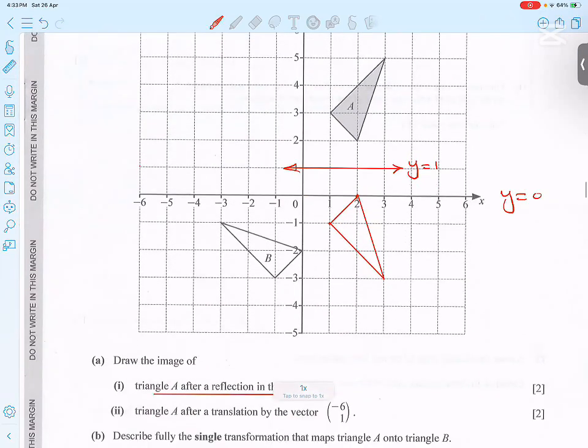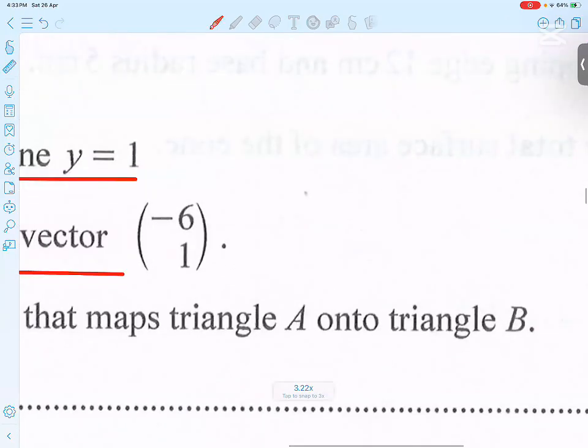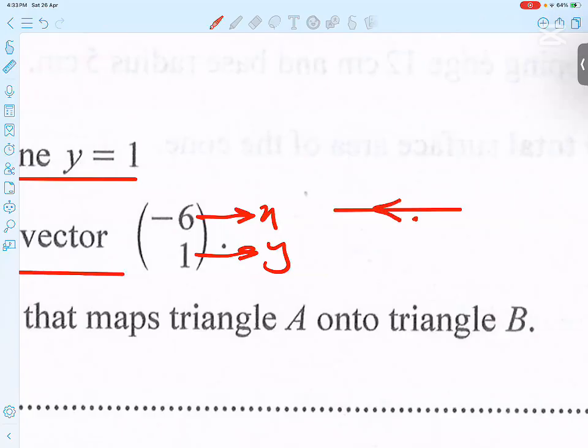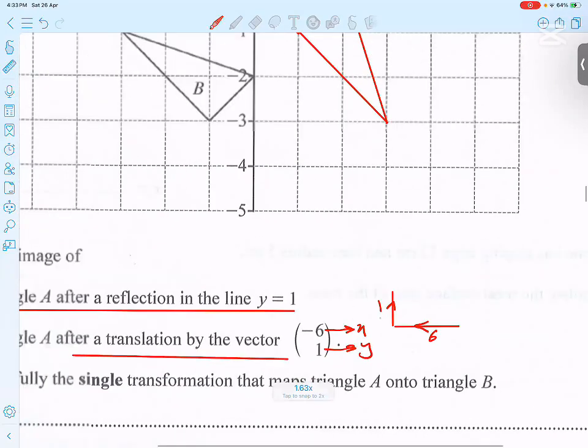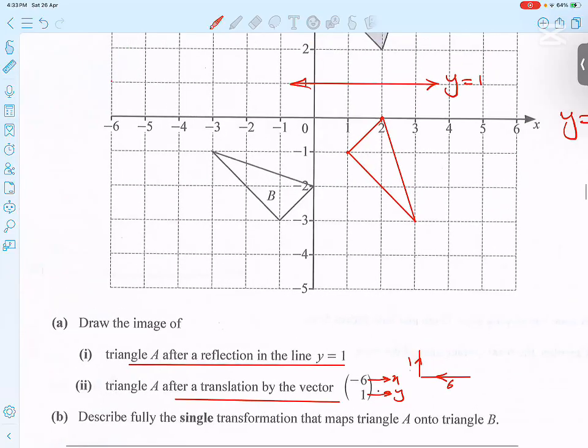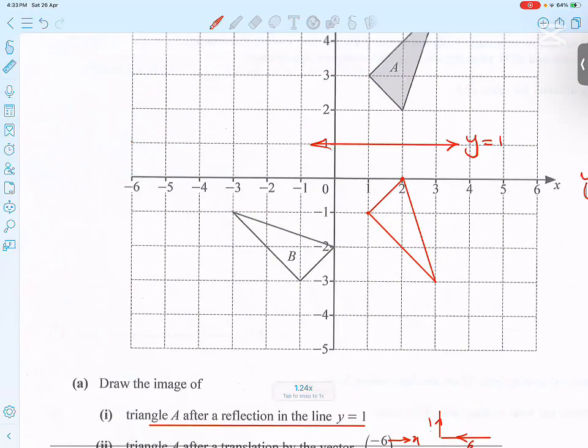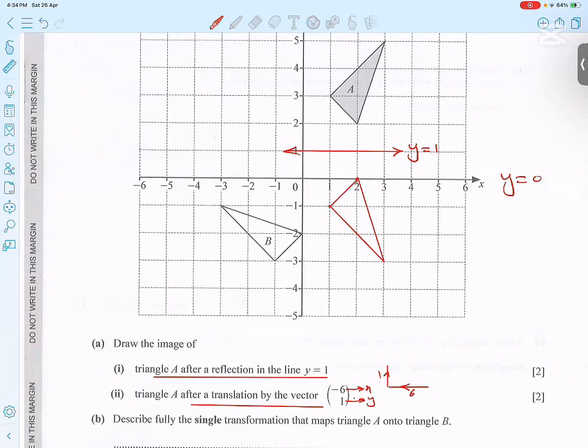Translation by column vector -6, 1. So what is -6? This is called x value and this is called y value. X goes negative, so I have to go left side, 6 boxes, and y positive, so 1 box upwards. So 6 and 1. Okay. So let's start. I can do it two ways. So let's count for it. We talk about triangle A shape. So let's apply criteria on this point. So 6 and 1. So 1, 2, 3, 4, 5, 6, and 1. So this point comes here.